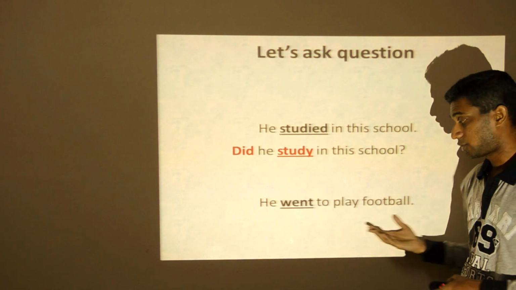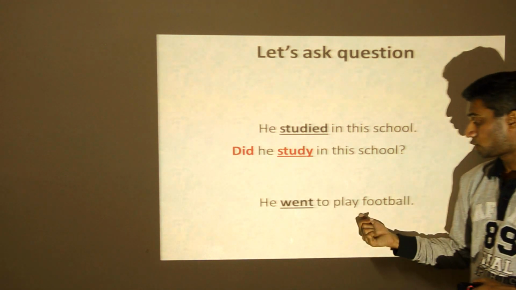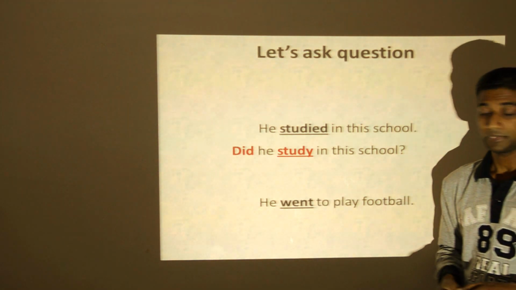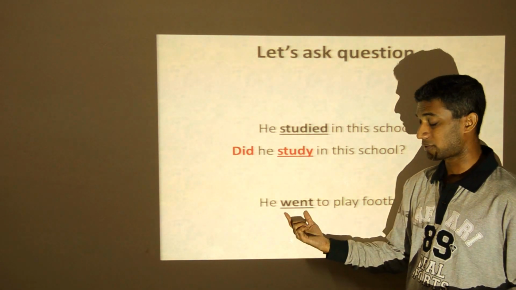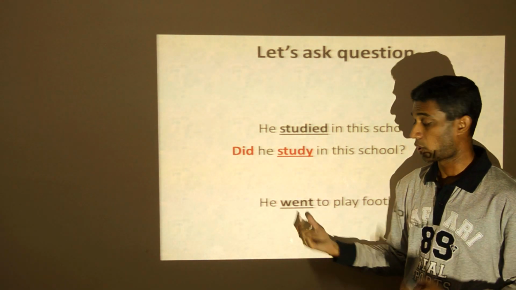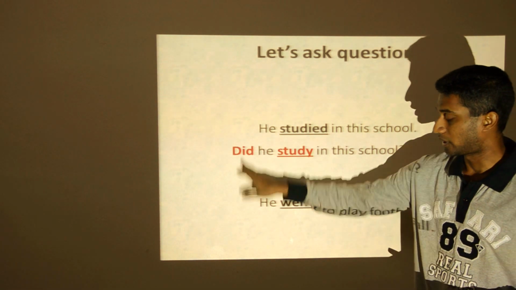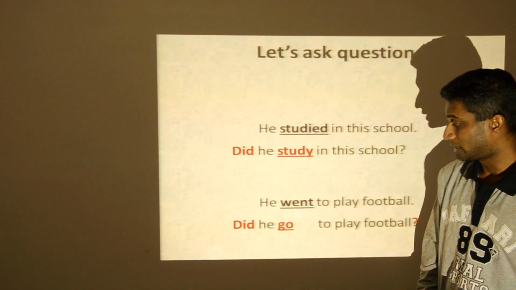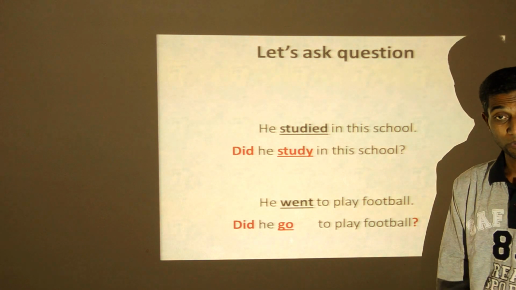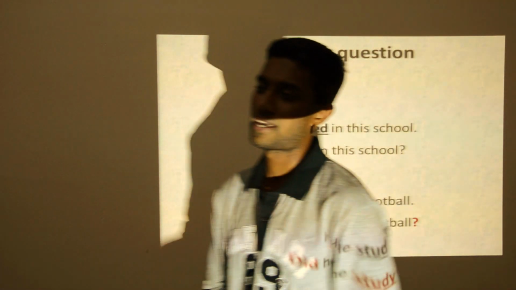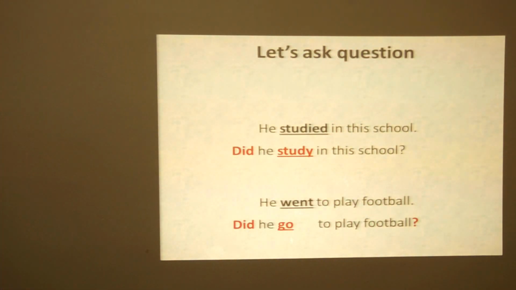So let's practice with this. "He went to play football." Now, the present form of "went" is "go". And so we're going to use "did" at the very beginning. So: "Did he go to play football?" So that's as simple as that.